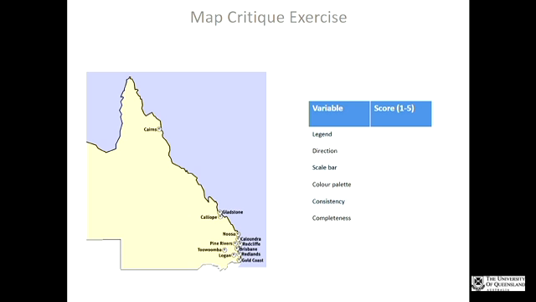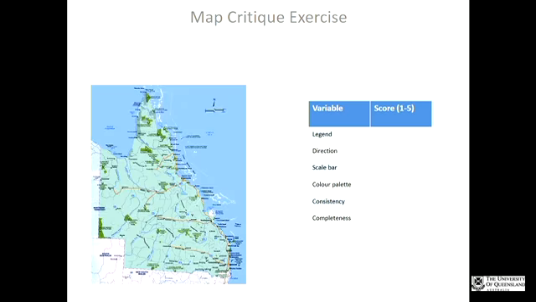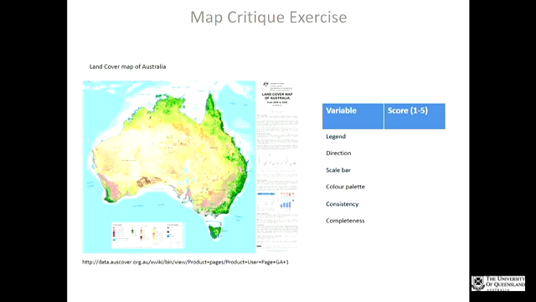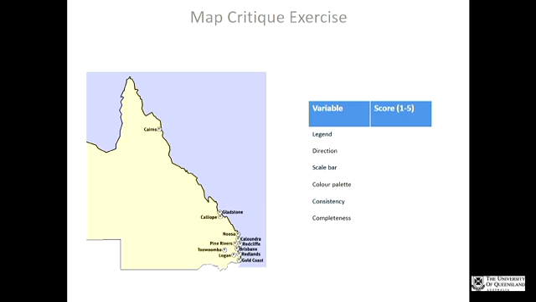So we've got that map. We've got three maps. That map. And we've got four maps. So maybe each group can pick one. Again, don't do them all. They'll take you too long. So we're going to do this for 10 minutes.